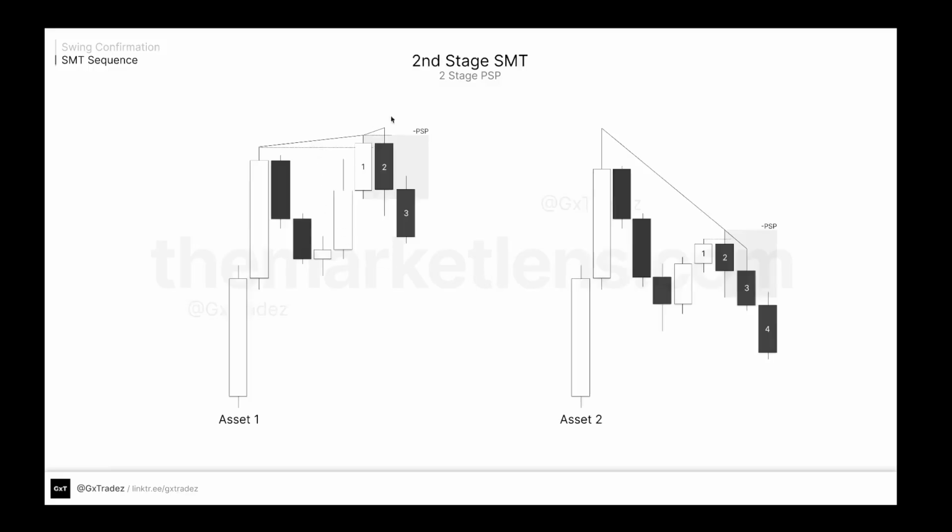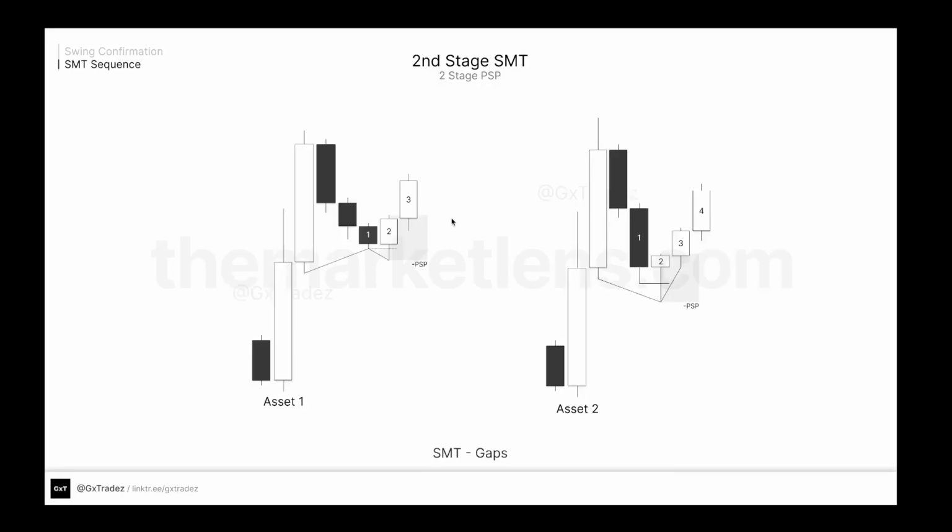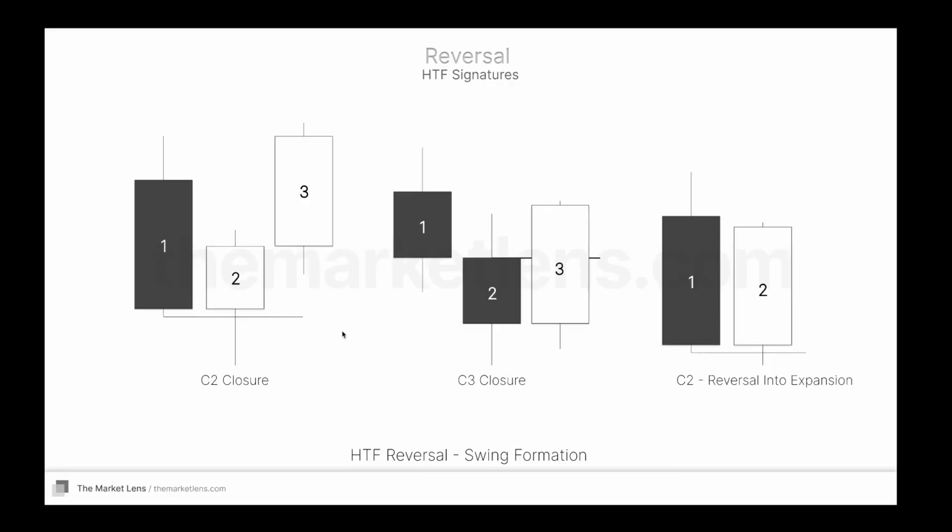And this is the highest probable two-stage SMT. It's when you have an SMT between a key level and a two-stage SMT, right? So you have SMT between swing points, but also you have that candle closure being a PSP. So this is the highest probable version. Here's the same thing, but with the fair value gap.